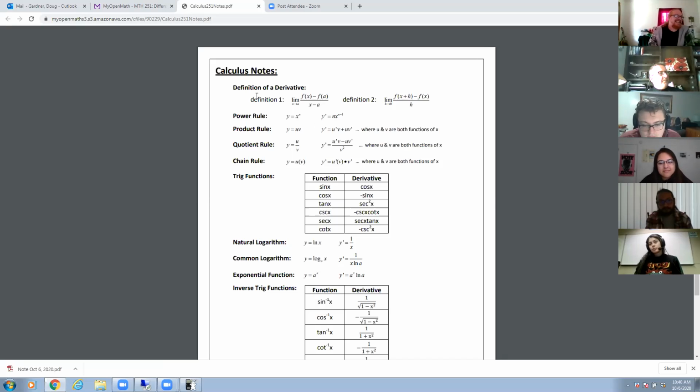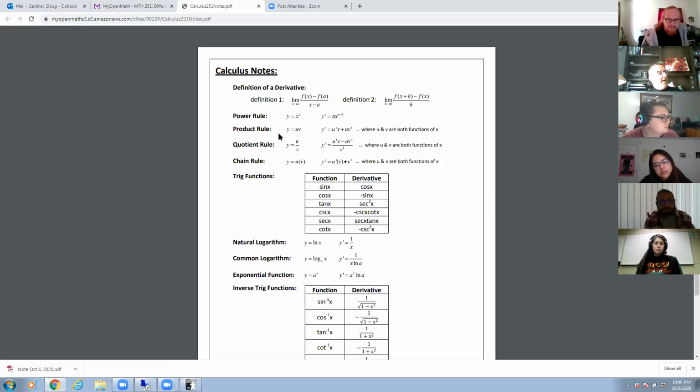Well, notice here's what we've learned so far. Definition of a derivative. That should be like, oh, cool, thanks for putting that on there. I'm going to ask you test questions that ask you about that. Power rule: if y equals x to the n, then y prime is n times x to the n minus 1.